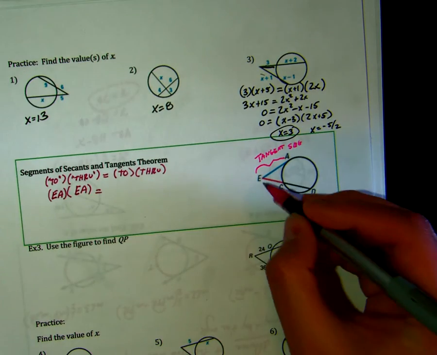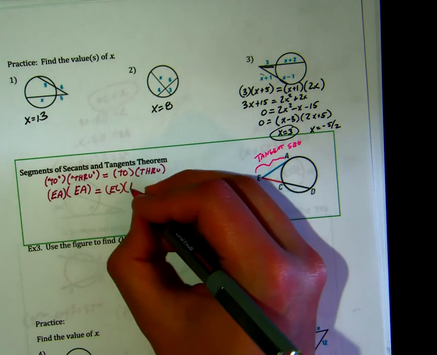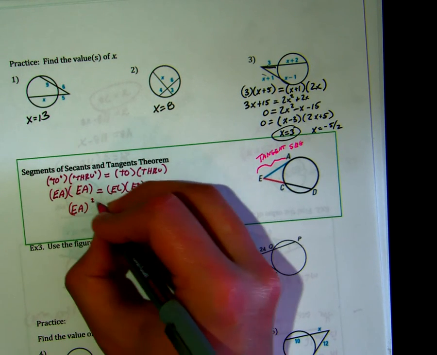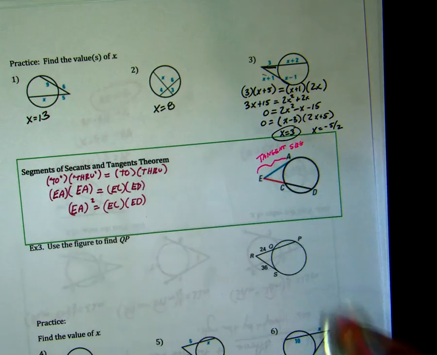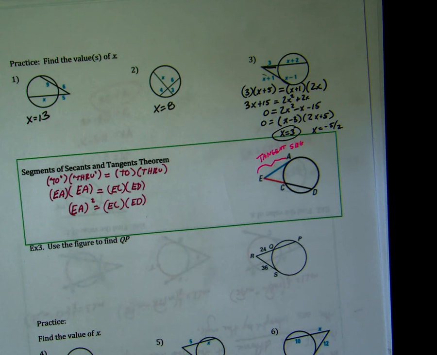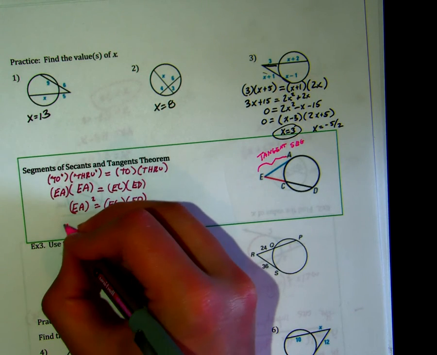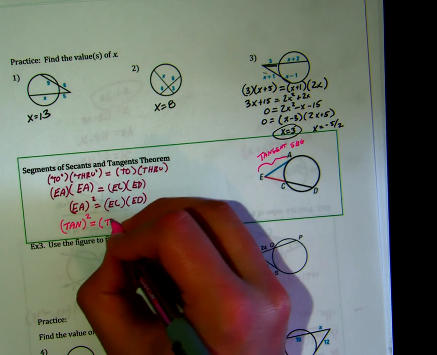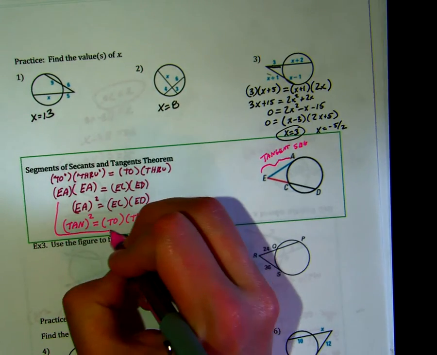And now here, to the circle is EC, and through the circle is ED. So this thing's the same. So this is EA squared is equal to EC times ED. Okay? And so that is really the kind of shortcut for this particular piece, which is that the tangent segment squared is equal to the product of to the circle times through the circle.